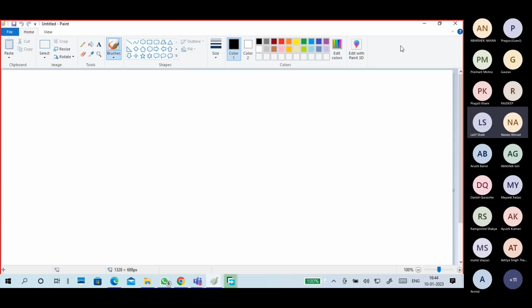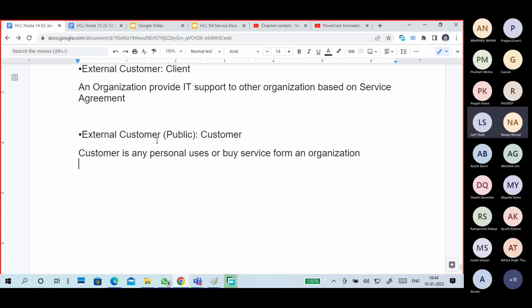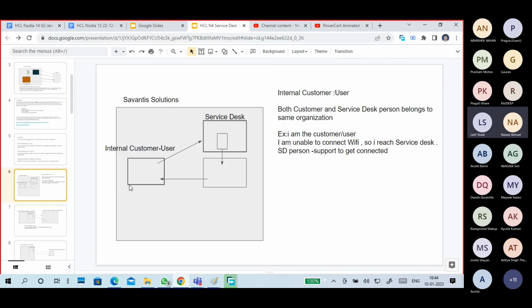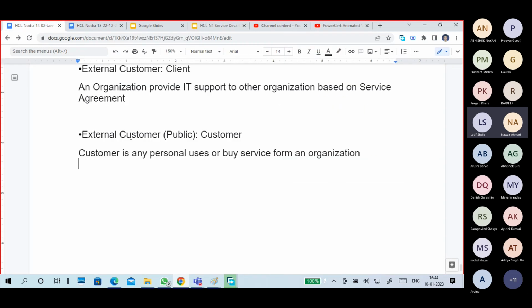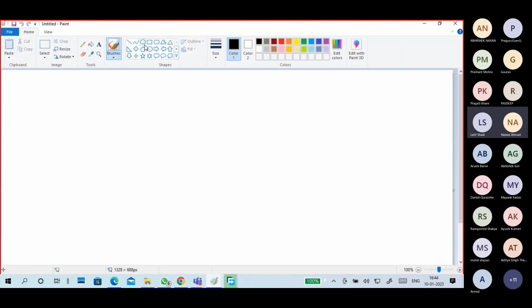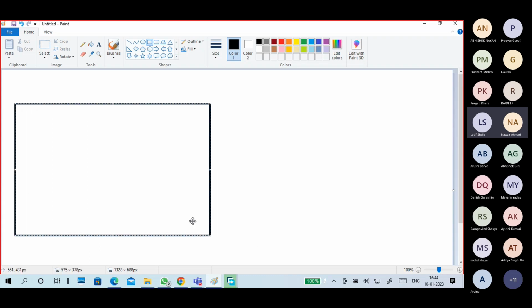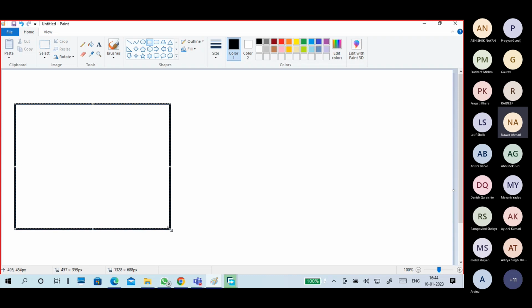The explanation about internal customers and external customers, with pictures and all, is there in the PPT, so you can go through it once. But I am explaining it here with drawings. I already gave a drawing, guys. First of all, internal customers. This is my organization. For example, Savantis is an organization, and this is the service desk person.